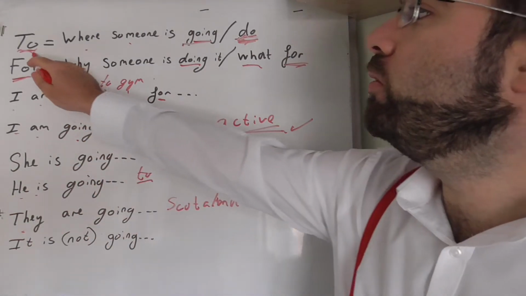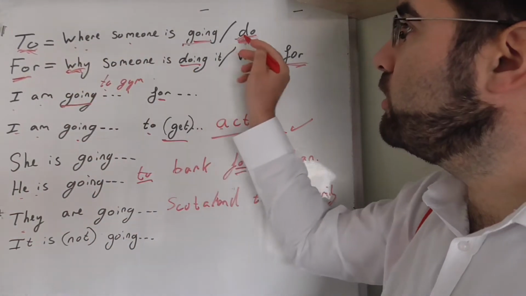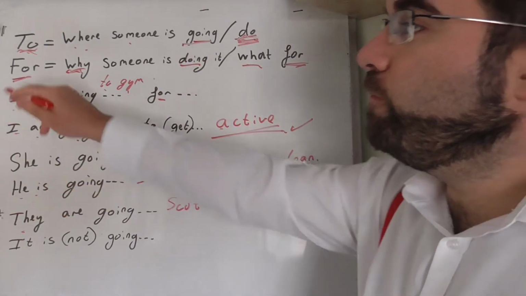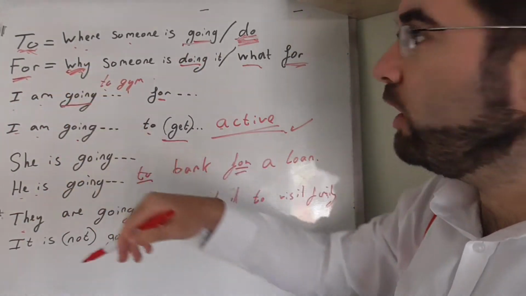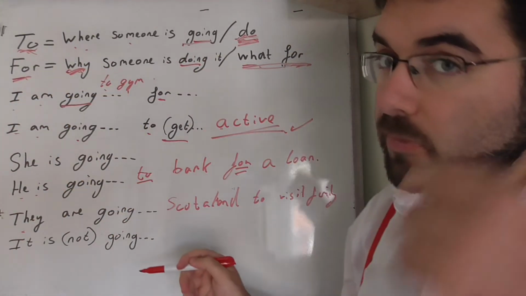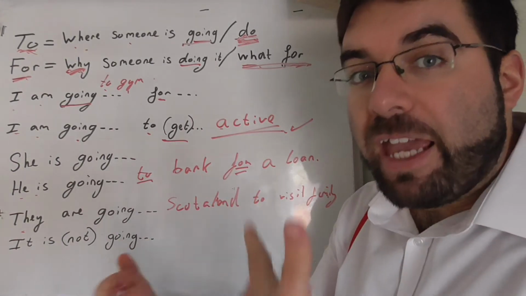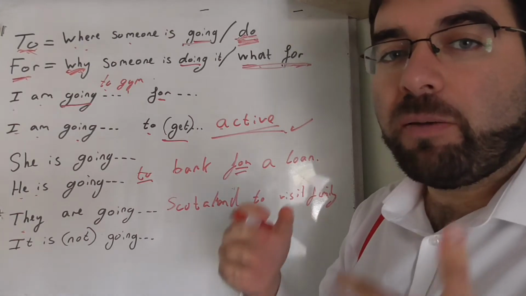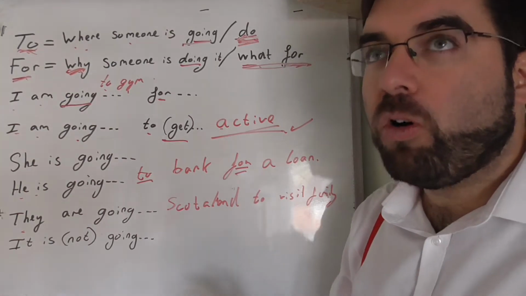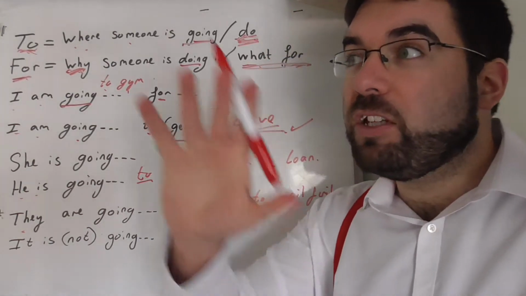So look, to is where and to do something. For is why going somewhere and what for. So I'm going to Scotland to then visit family. I'm going to Scotland for the scenery, the nature.